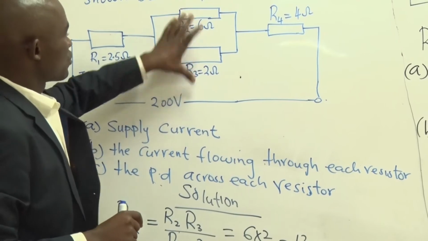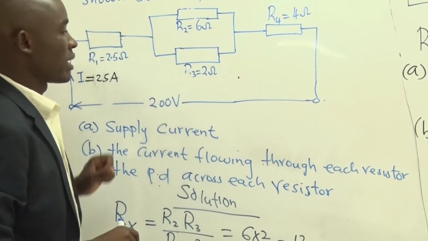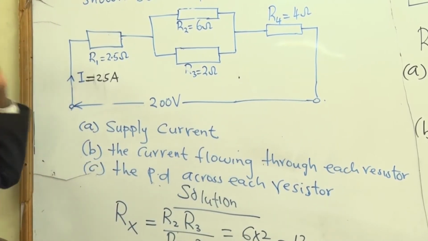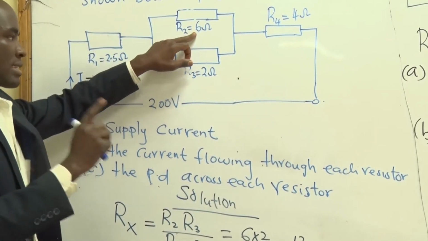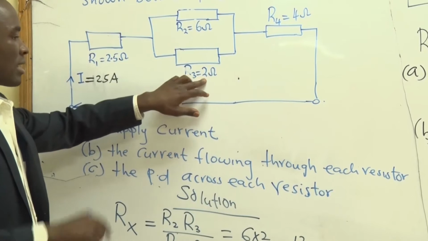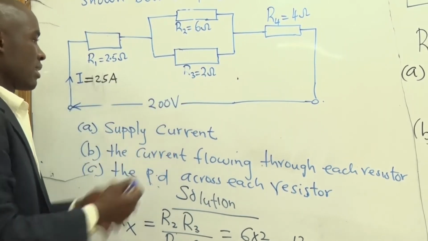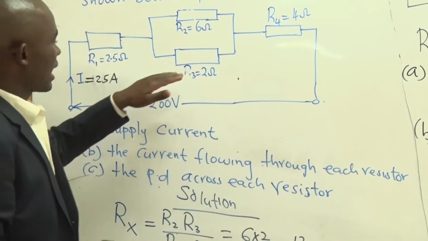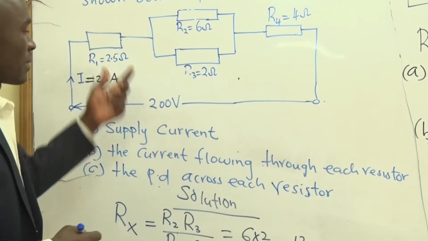But these two resistors will share the current, depending on the resistance. Remember, resistance is the opposition to the flow of current, meaning an area which has more resistance will take less current. An area which has less resistance or less opposition will take more current. And that is what we have done in our previous videos: if you want to get the current flowing in this resistor, you use the neighboring resistor.